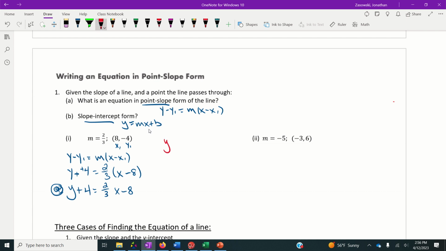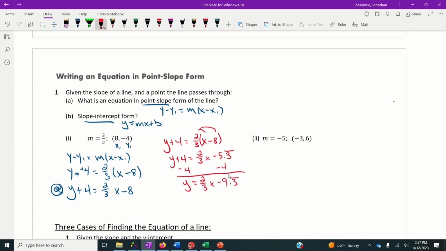So if we take y plus 4 equals 2/3 times x minus 8, I'm just going to distribute this and then subtract that 4 over. That's it. So I get y plus 4 equals 2/3 x, and then this is going to be 16/3, and 16/3 is just 5.3 repeating. So if I subtract 4 from both sides, we're going to get y equals 2/3 x minus 9.3 repeating.